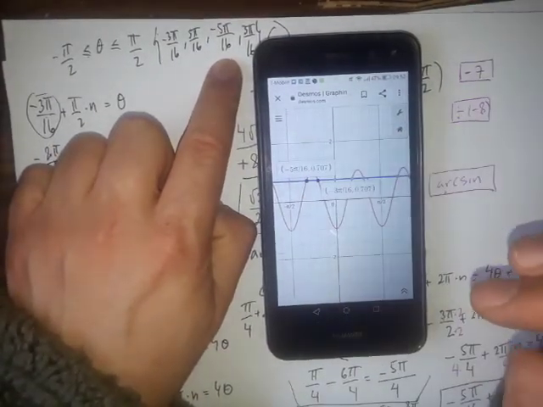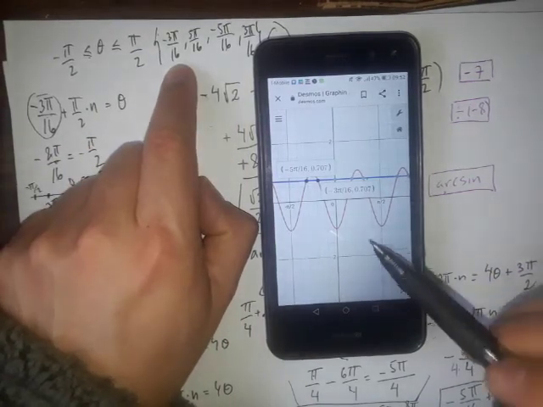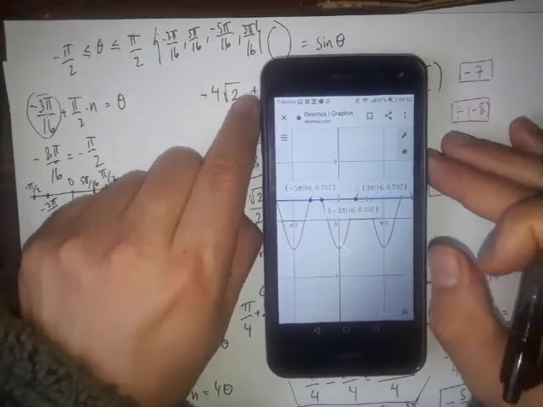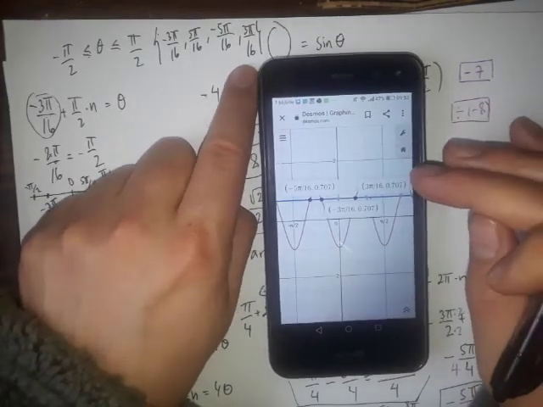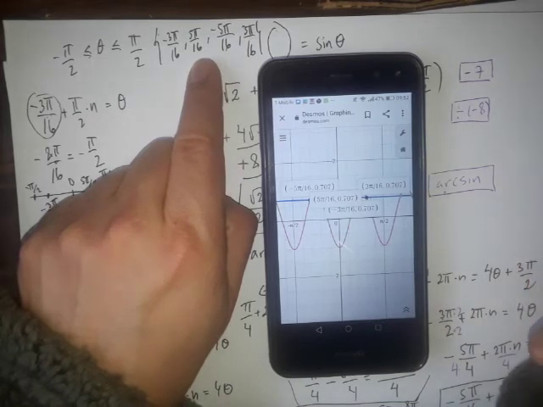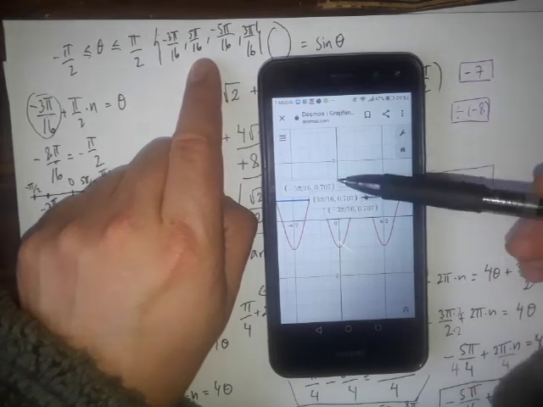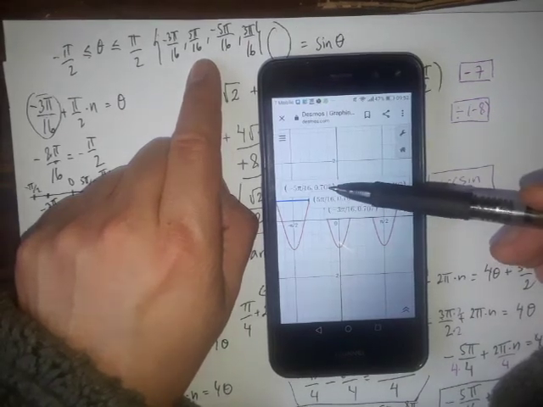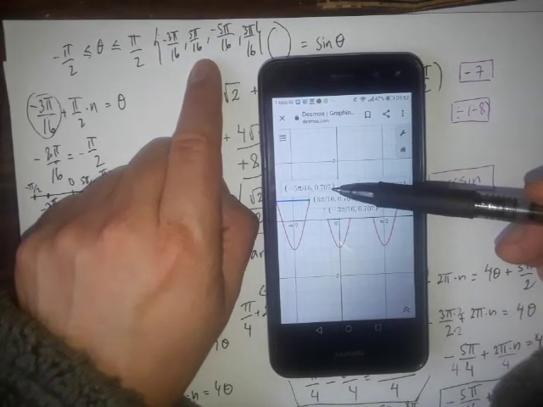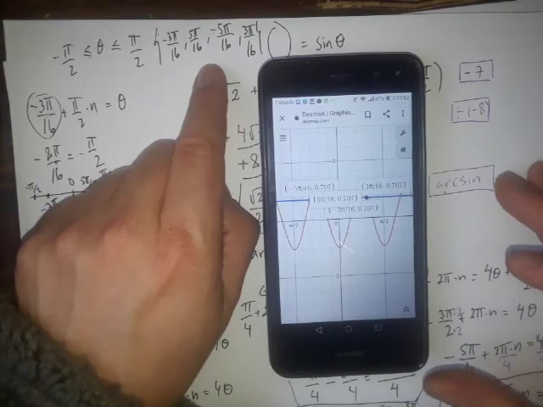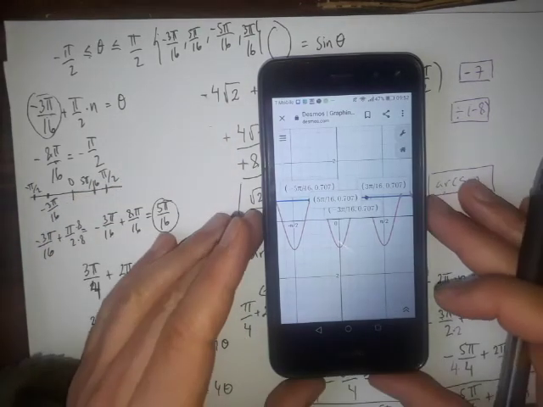The other one is negative 3 pi over 16, which is here. 3 pi over 16, this one here. And the last one is 5 pi over 16, which is here. And again, for all of these x's, y is square root of 2 over 2, which is actually 0.707, okay?